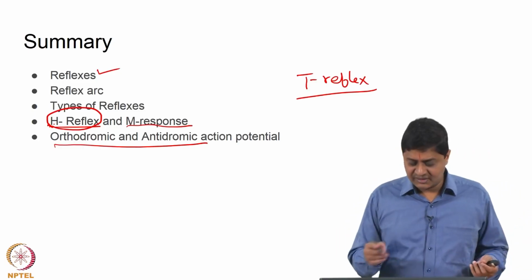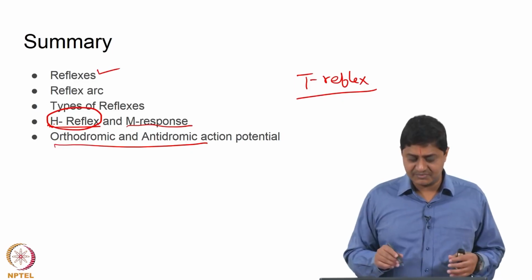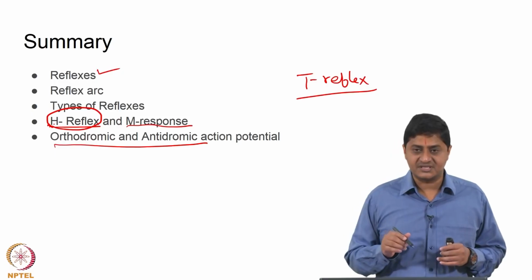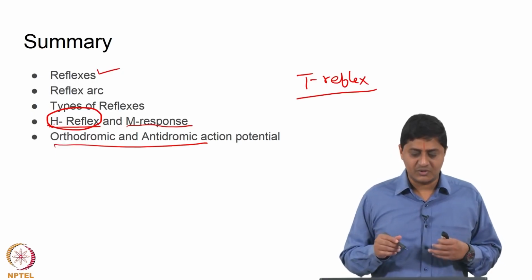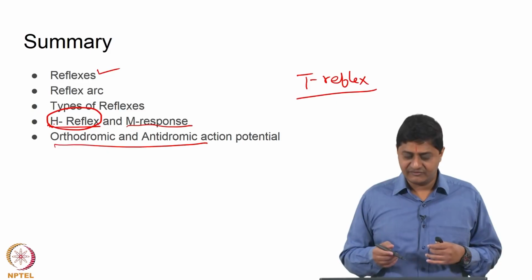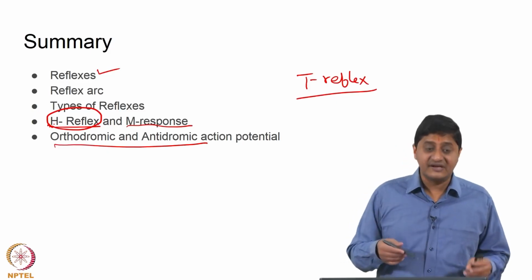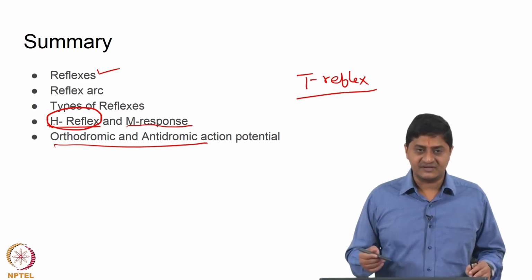So, in the next class we will see the relationship between the H reflex stimulus and the response, why it produces a non-monotonic curve, what will happen if the stimulus goes to the alpha motor neuron and returns back, or will it even return back. Questions like that we will address in future classes.